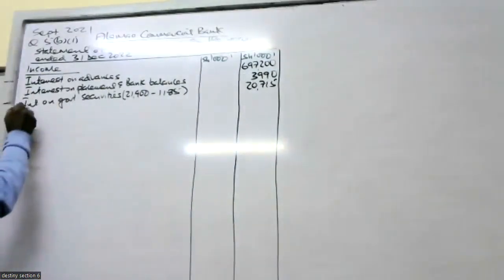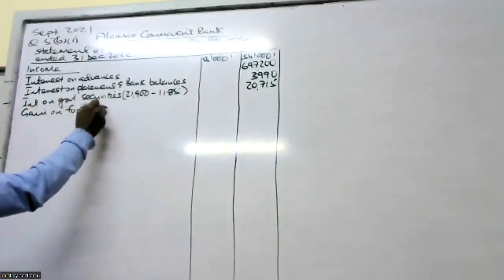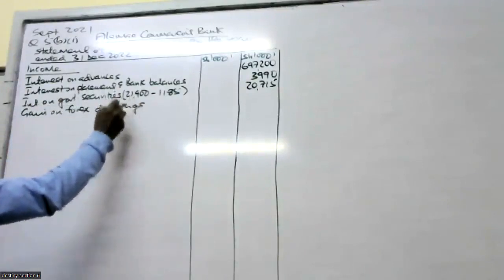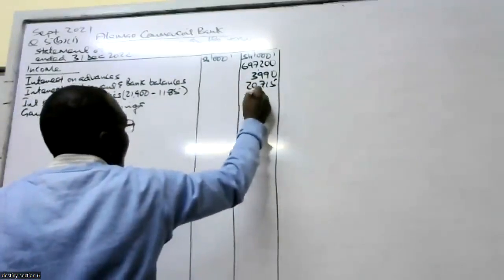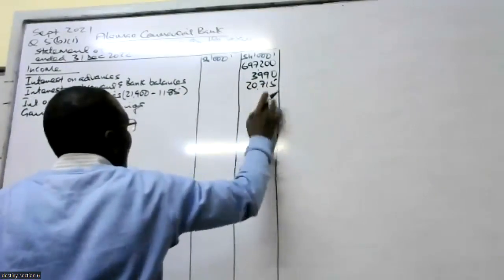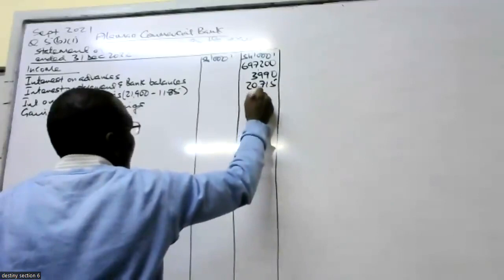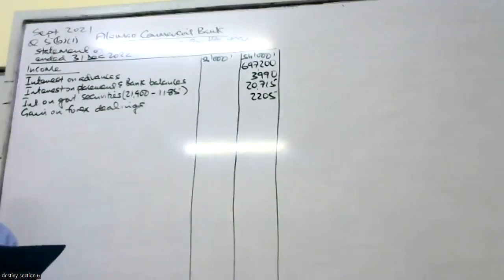That's part of gain on foreign exchange dealings. Discounts on bills purchased. Yes, even that one is an income. Yeah? So discounts on bills purchased has a note.